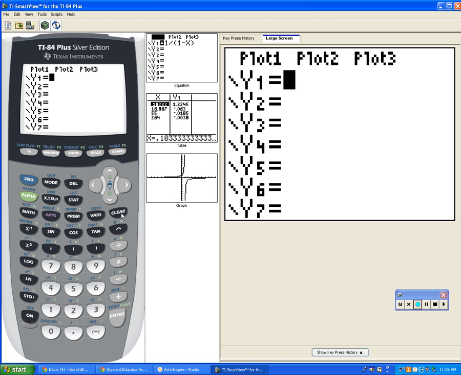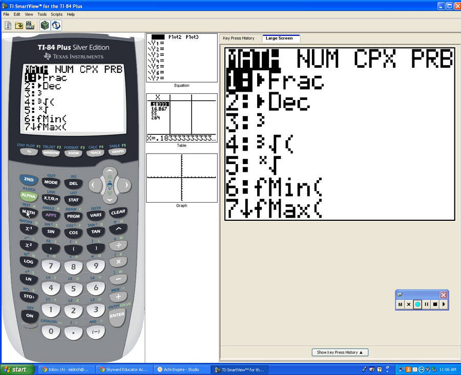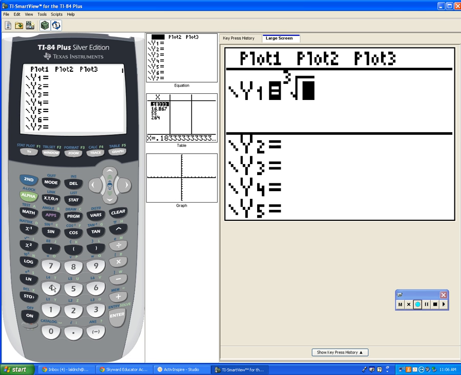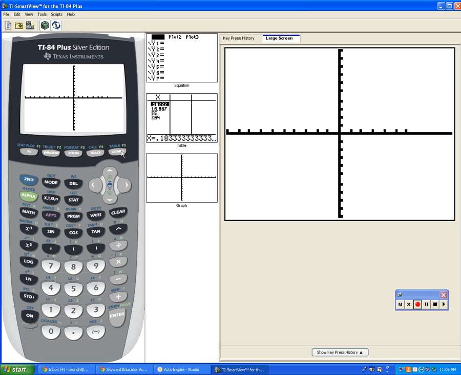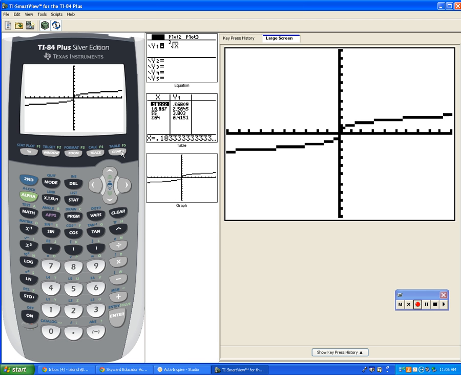Try cube root of x. Do you know where cube root is? It's in the math menu, and it is the 4th one down. If you graph the cube root of x, you can take the cube root of a negative number, right? So make sure that when you do your graph, you get both this branch here and this branch here. If you only get a branch in the first quadrant, then again, you're not very cool. Okay?